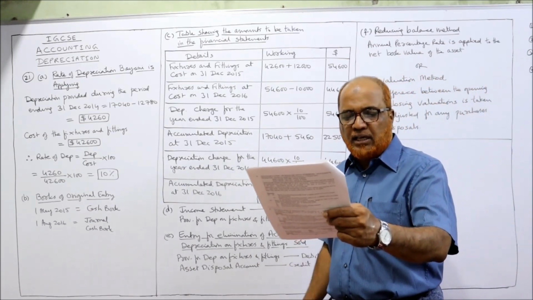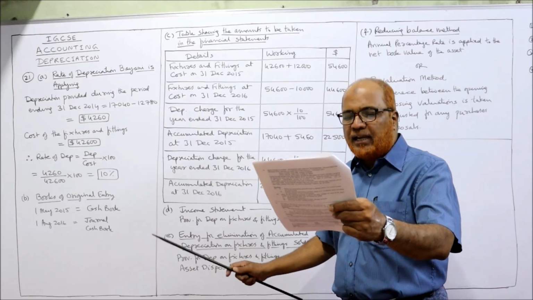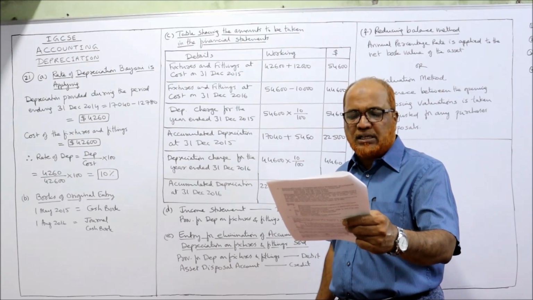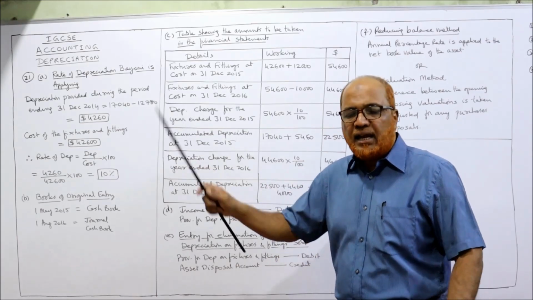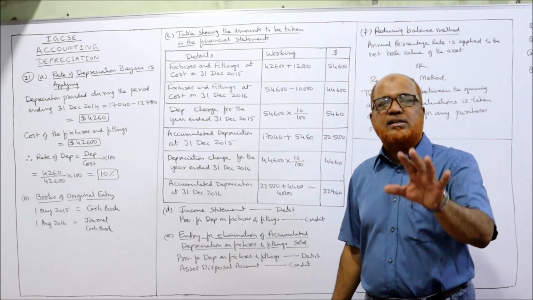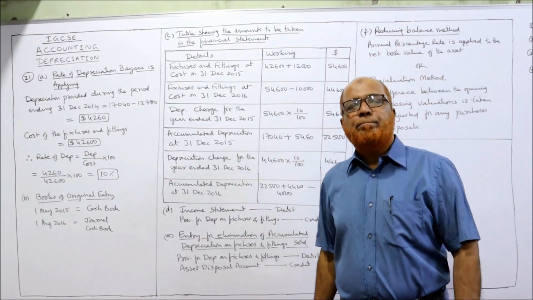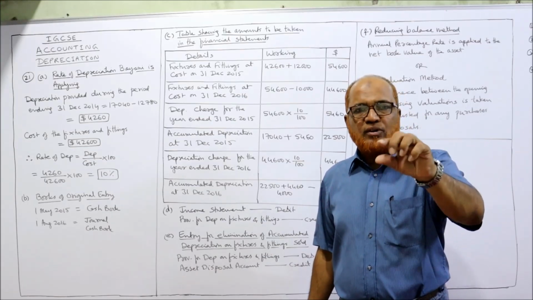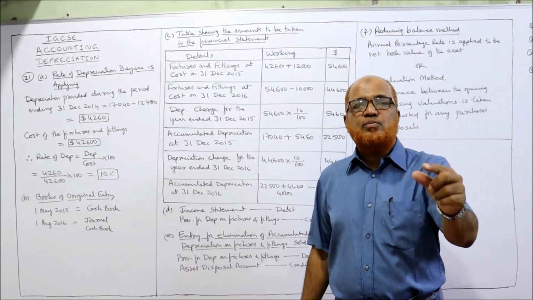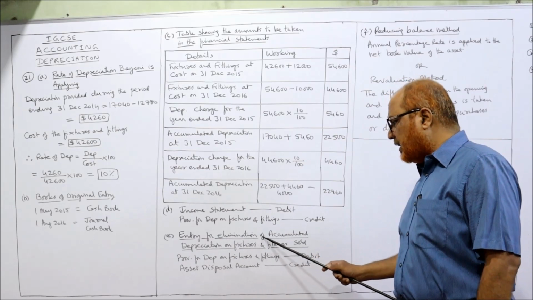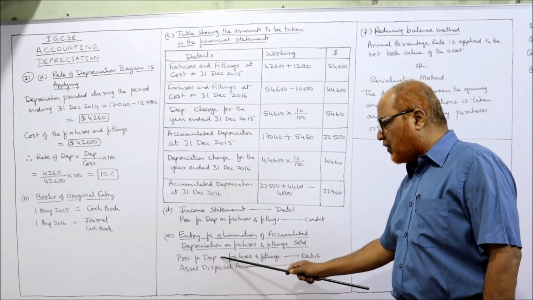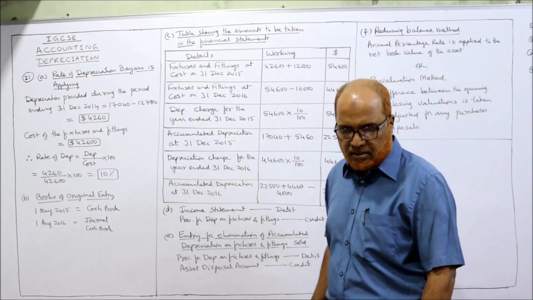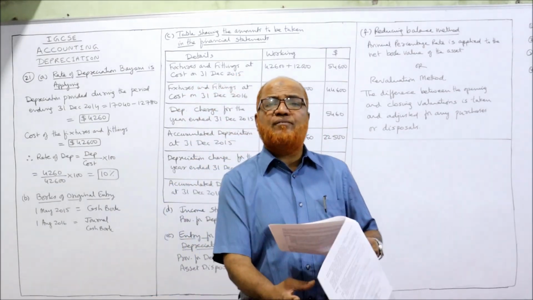D question completed. E. State the double entry needed to eliminate the accumulated depreciation on fixtures and fittings sold on 1st August 2016. What is the entry for eliminating the accumulated depreciation on sale of fixtures? The entry will be accumulated depreciation or provision for depreciation debit, asset disposal credit. So here, entry for elimination of accumulated depreciation, provision for depreciation debit and asset disposal credit. E point completed.